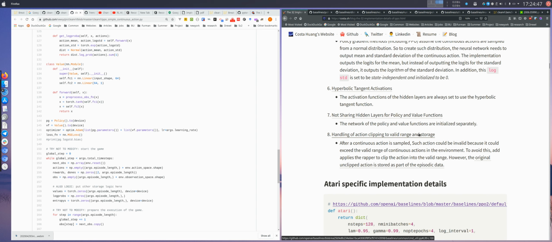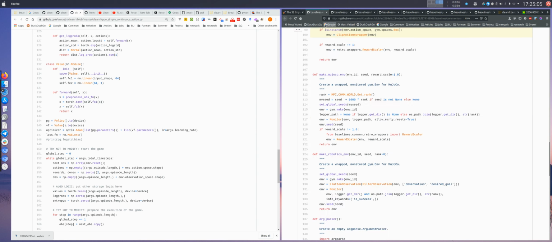Sorry, what was the question? In case the action is not squashed to fit the range of valid action of the environment. Mm-hmm. You said they still store the unclipped action? Yes. Do they do anything with it? They don't do it, right?